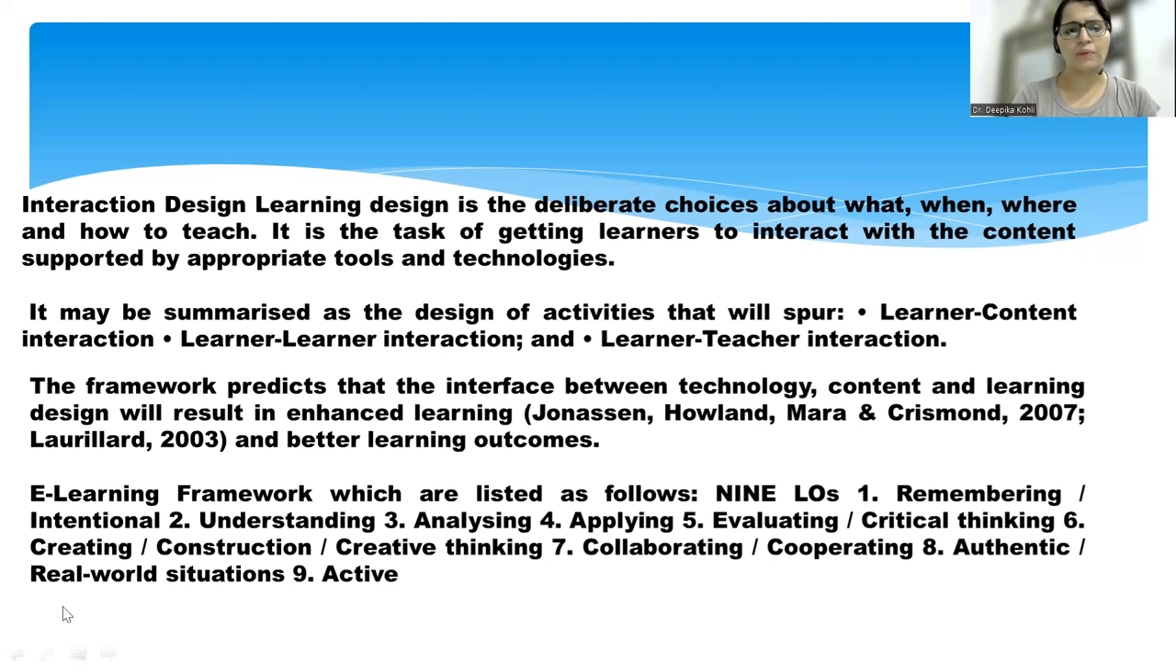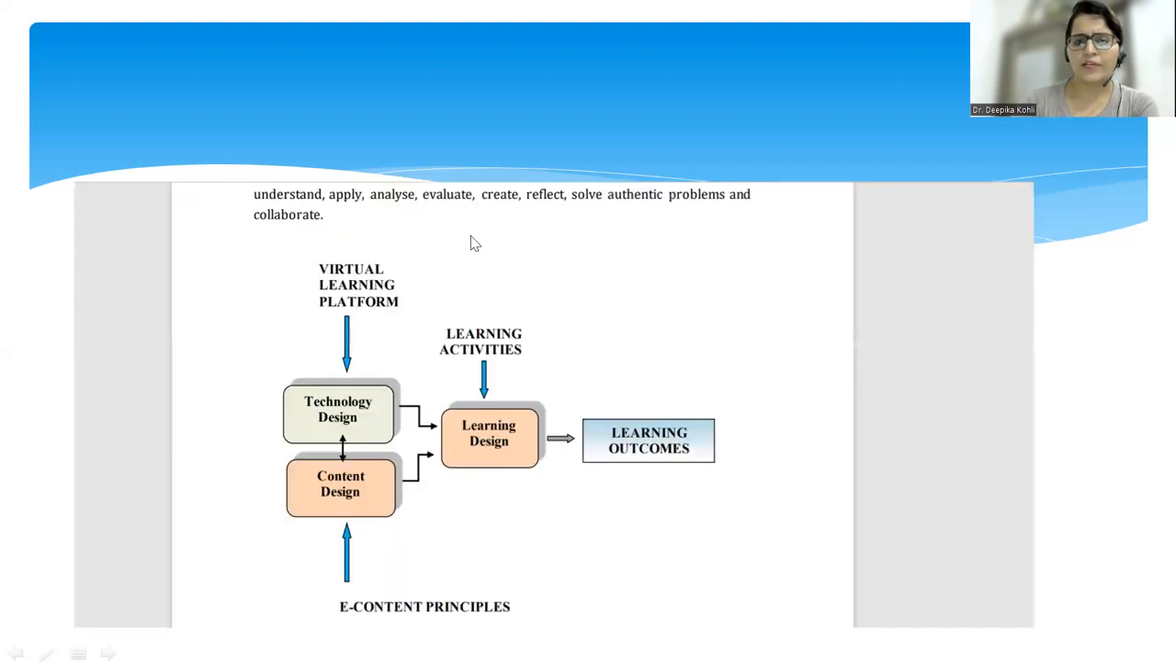So if I talk about the e-learning framework, which is listed below, the 9 learning outcomes again could be remembering, understanding, analysis, applying, evaluating, critical thinking, creating. It could be construction, creative thinking, collaborative, cooperative, authentic, real world situation, or activity based. So which format you are using depends upon you. Even we have Bloom's taxonomy. They have given 3 types of instructional objectives for a teacher, like cognitive domain, affective domain, and psychomotor domain.